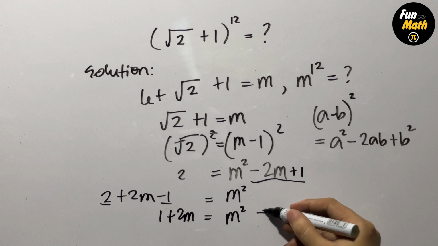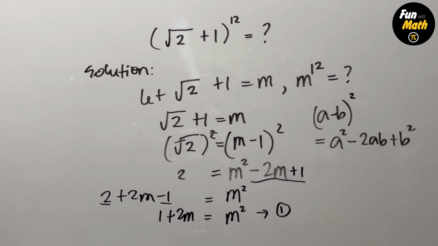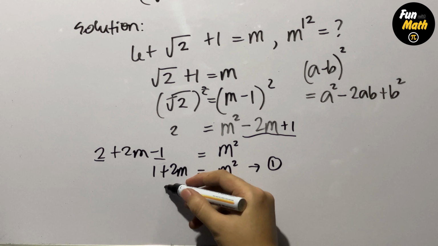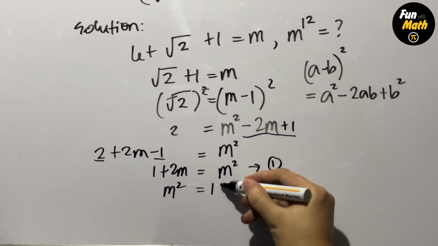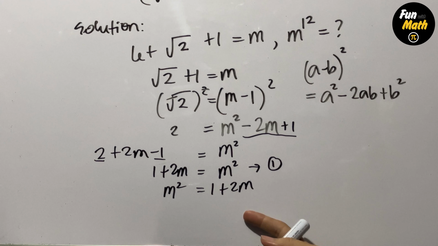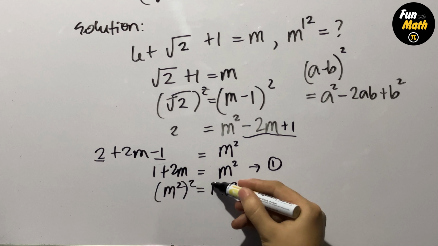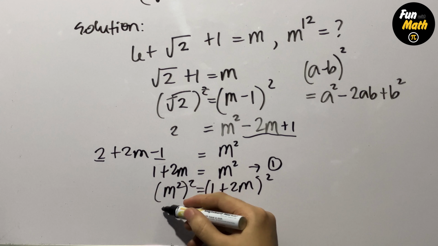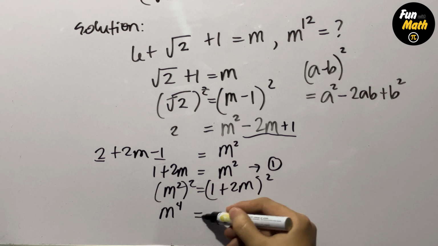Now, this is our equation 1. We have 1 plus 2m is equal to m squared, or using the commutative property, this is m squared equals 1 plus 2m. For this, we can square both sides. So square and then square. So m squared to the power of 2, that is m to the power of 4, equals.